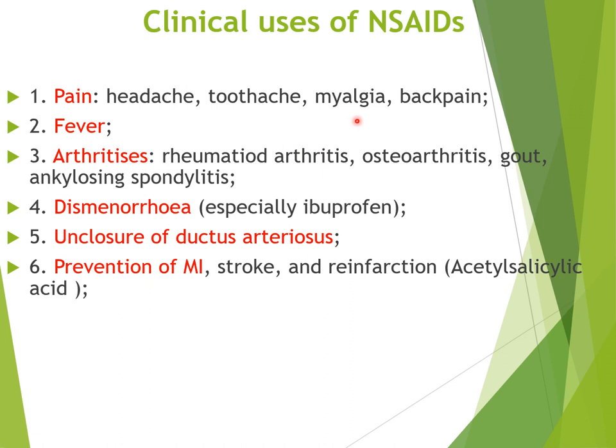Clinical uses of NSAIDs. In what disease will you administer this group of drugs? We use it in pain: headache, toothache, myalgia, back pain. In the case of fever, during sickness. Arthritis, rheumatoid arthritis, osteoarthritis, gout, which is also accompanied with the symptoms of arthritis, and also ankylosing spondylitis. Dysmenorrhea, especially ibuprofen is used in this.